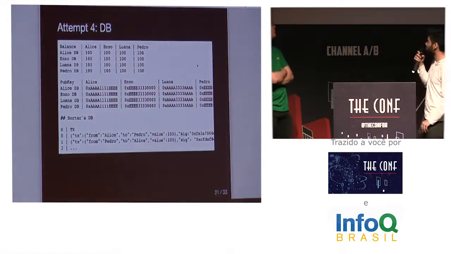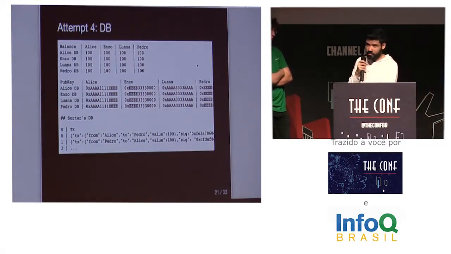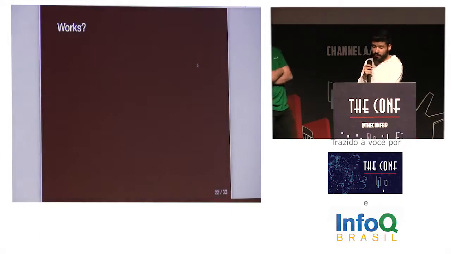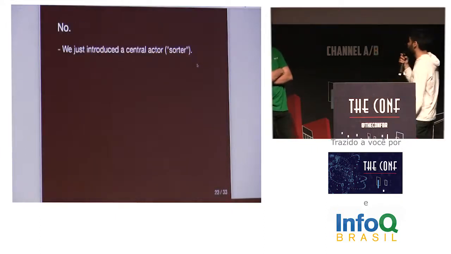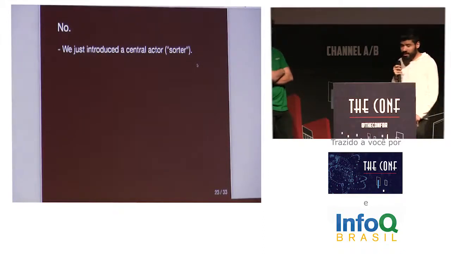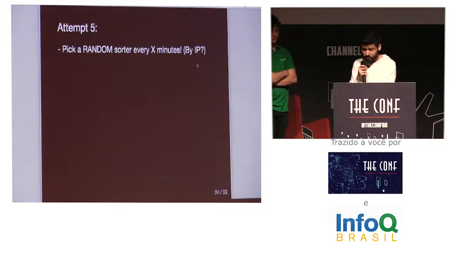We have everyone with a copy of the balance, everyone with a copy of the public keys, and a list of transactions instead of the final state, which is the balance of everyone. That works, kinda, but we just introduced a central actor, the sorter, and that guy can't be here because we are trying to implement something decentralized. So that kinda beats our assumption.